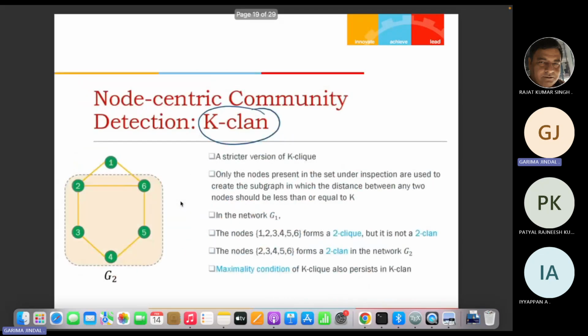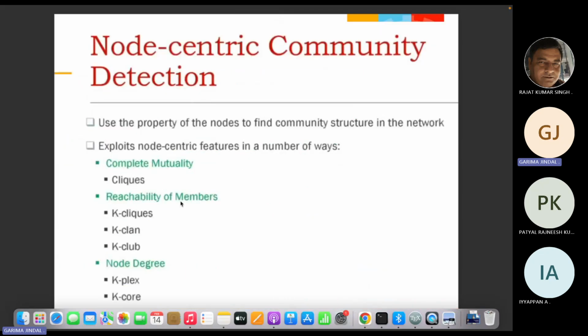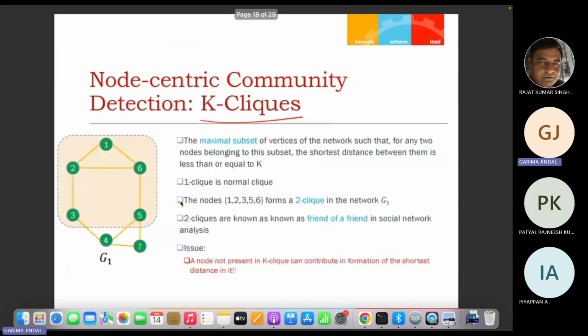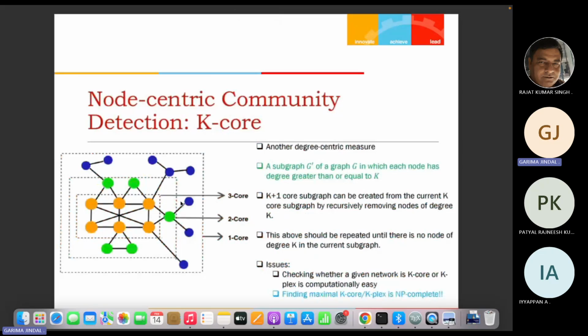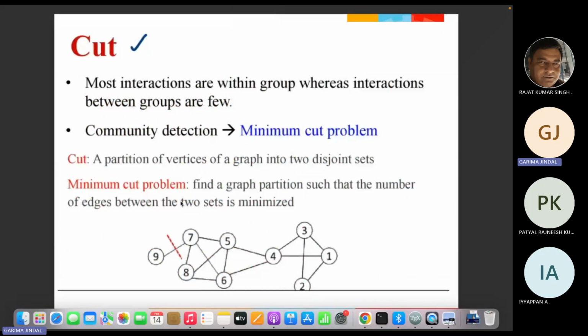Okay, so these were the measures that were based on node properties. Then we also have the measures that are based on the edge properties. So here we studied that we can use cut to identify the communities. But sometimes when we straight away use the minimum number of edges that can be disconnected in order to make the graph disjoint, it might lead to an unbalanced graph.